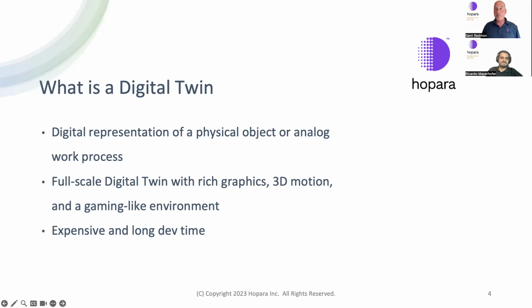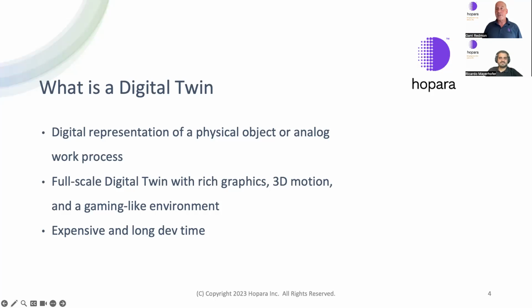So the word digital twin has been around for a while. If you're not familiar, a digital twin is simply a digital representation of a physical object, or maybe even a work process. So a full-scale digital twin, when people normally think about a digital twin, they're thinking of this immersive, almost holographic experience. And it's beautiful, it's great. You can look around and you can see this digital representation.